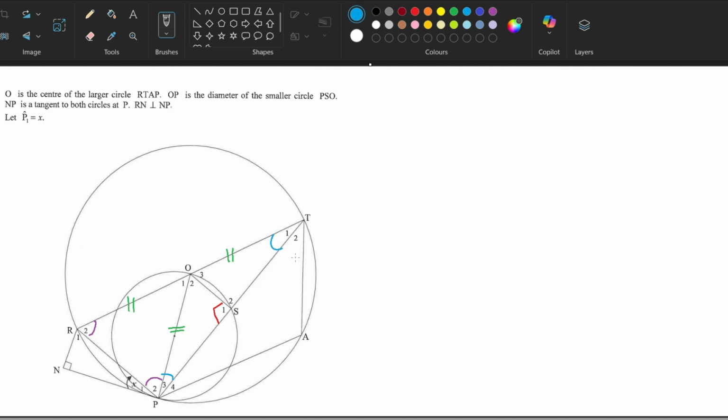Another thing that I would like us to note is that we have a cyclic quadrilateral here, right? If you go to that playlist of ours, I'm going to explain it to you very slowly and easily on how to identify a cyclic quadrilateral, right?